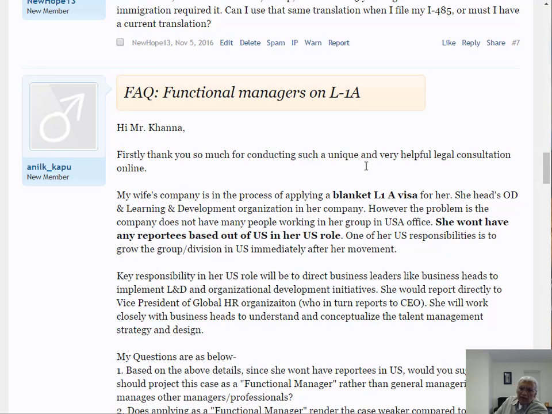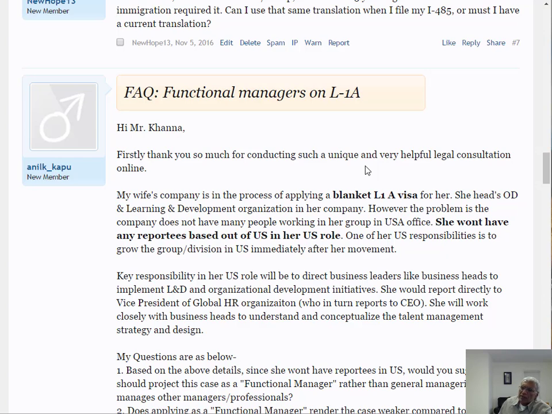Functional managers on L1A. This is also a very important area of the law. L1A is a very good visa. It can lead to a green card through the EB1C category, which takes less than a year or so to get your green card.